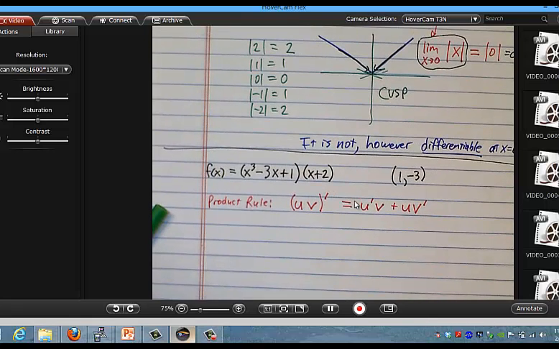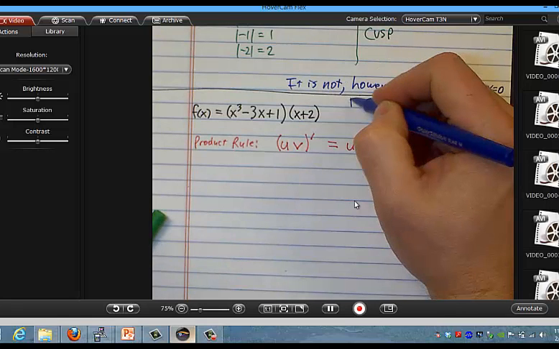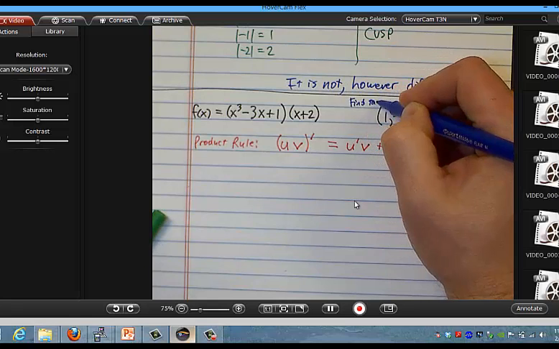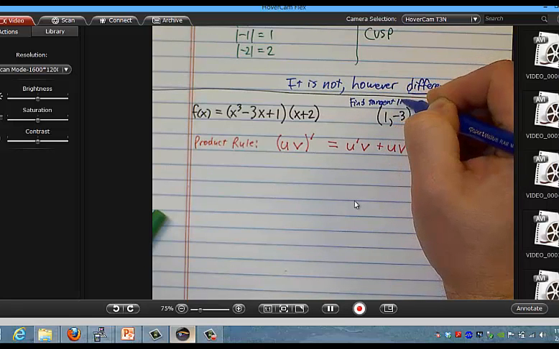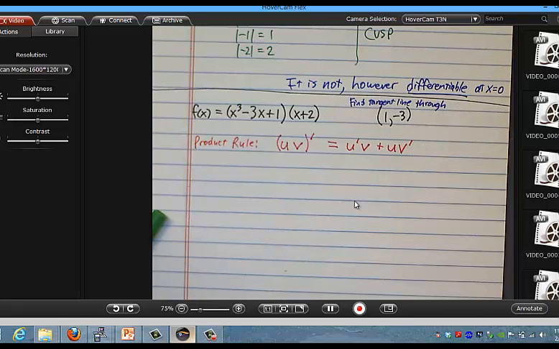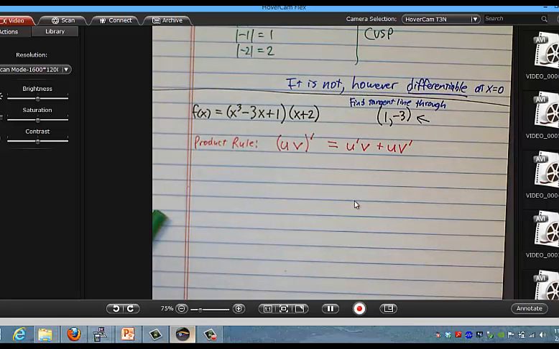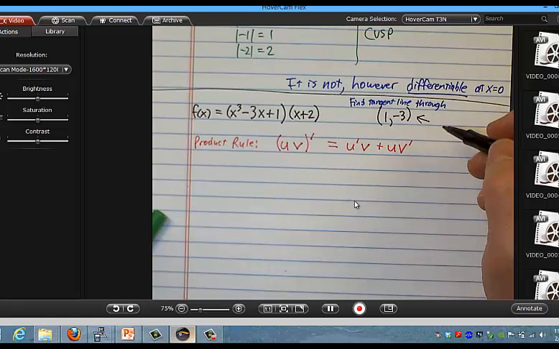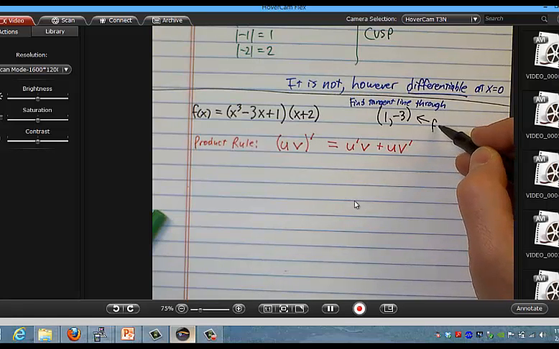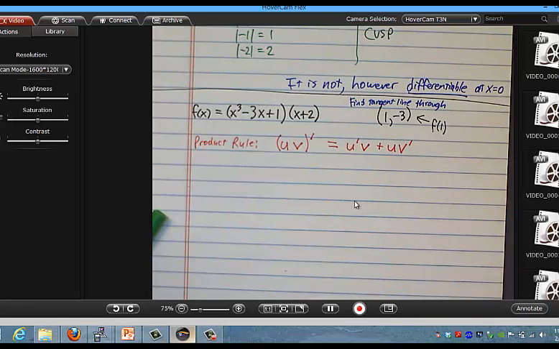So I'm going to use that product rule here, and then try to find the equation of a tangent line. Basically the problem says, find the tangent line through (1, -3). By the way, is this point really on the graph? I guess I could figure that out, right? What would I have to do? f of 1. Do you guys understand how I would do that? No? Let me show you.